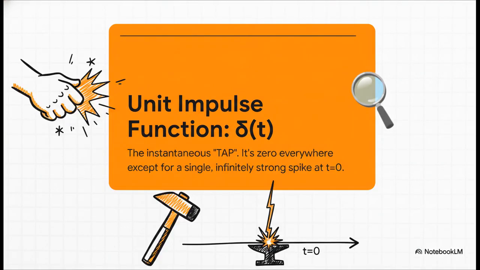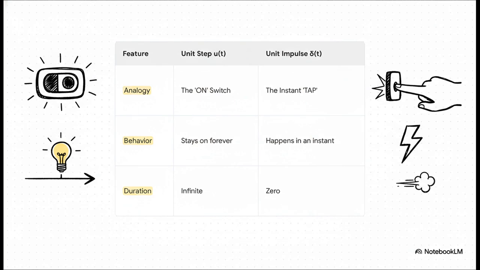Our second block is the unit impulse, sometimes called the delta function or delta of t. Now, this one's different. It's 0 everywhere, for all time, except for one single, infinitesimally brief moment right at time 0. And in that moment, it spikes with infinite strength. The best way to think of it is like a perfect, instantaneous tap, like a single strike of a tiny, infinitely powerful hammer.